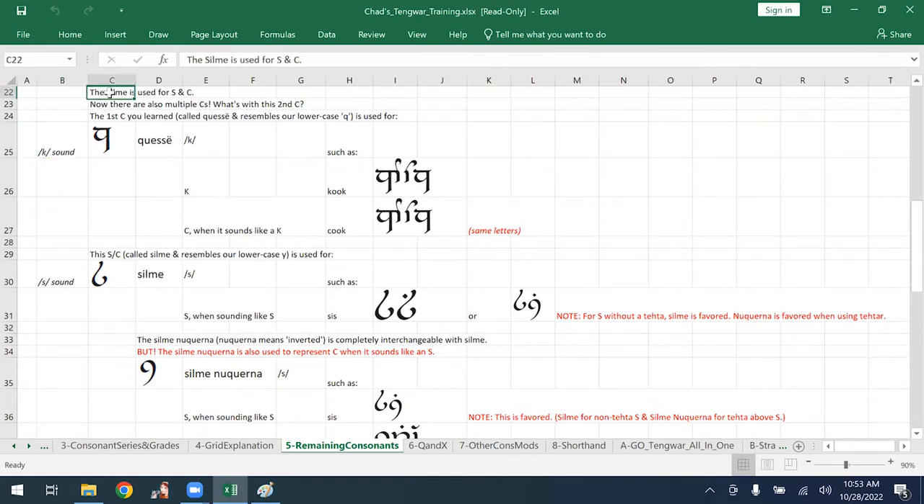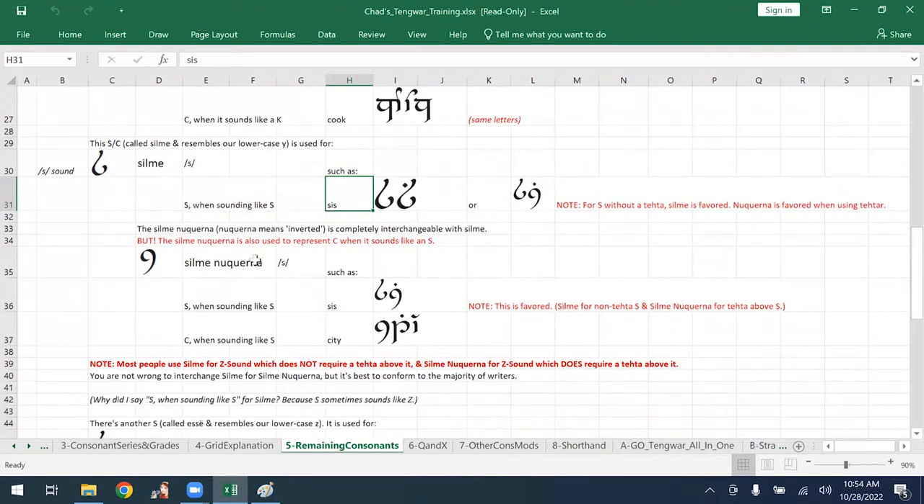Now, the whole reason I did this is because there's two C's, the S and C. Whenever you're going to make an S sound, when you're going to go sibilant, this is the silme. Silme is the name of this character, and you use it for S when it sounds like an S. So S-I-S is, and it's kind of leaned over to get that in there. But you can do nuquerna, silme nuquerna. Nuquerna is Quenya for inverted. So upside down. Basically, this upside down is nuquerna.